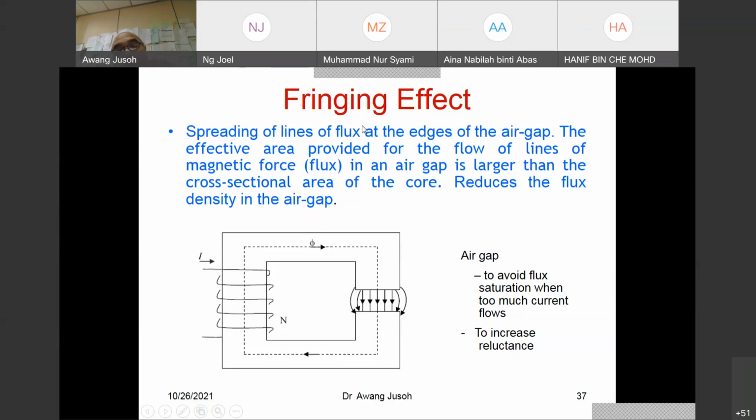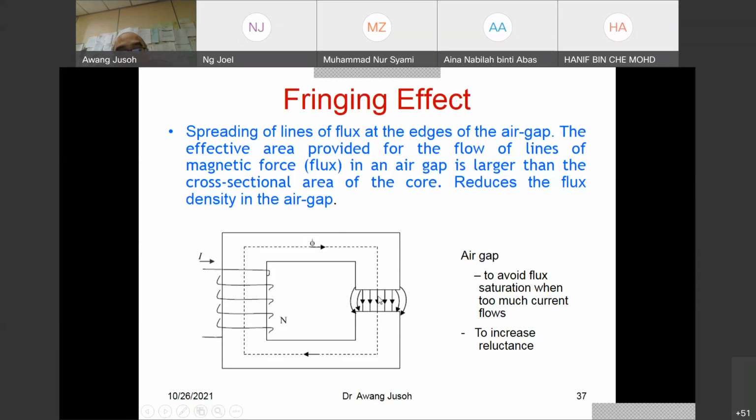Okay. So typically the system tries to minimize the air gap as much as possible. For example, in a machine we have a stator and rotor. Normally the air gap between them is very, very small because they want to control the flux density so that the flux density is high.